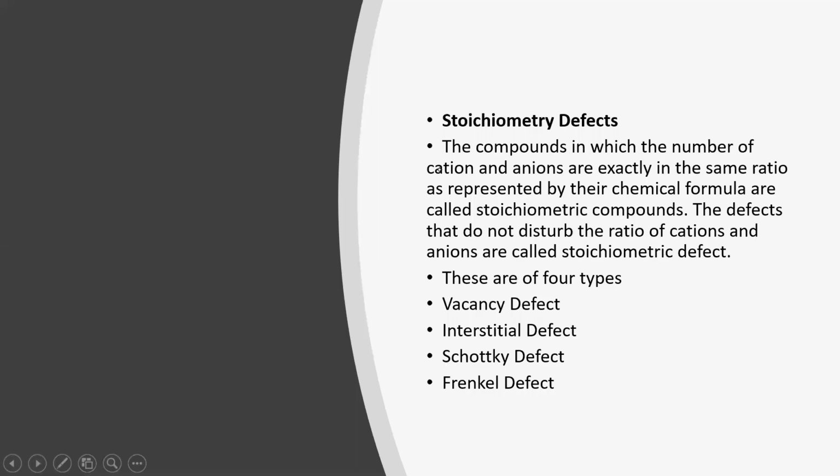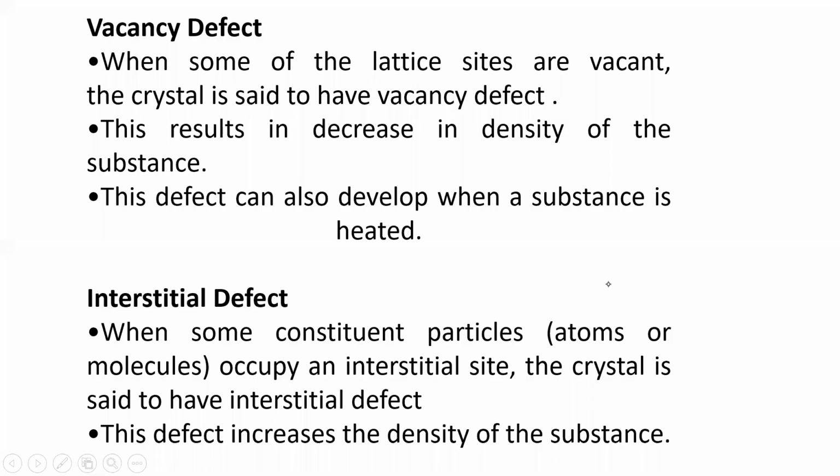Coming to stoichiometric defects. The compounds in which the number of cations and anions are exactly in the same ratio as represented by the chemical formula are called stoichiometric compounds. The defects that do not disturb the ratio of cations and anions are called stoichiometric defects. There are four types: vacancy defect, interstitial defect, Schottky defect, Frenkel defect. Now we are going to discuss all these defects.